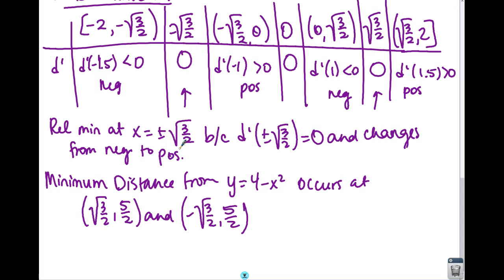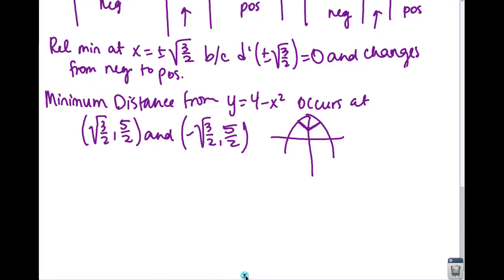And here's the deal. The reason I did that is because 4 minus x squared is an even function. So whatever distance you have on one side, it's going to be the same as the distance on the other side, the negative versus the positive version of the x value. So they both give you the exact same distance. It's just that it occurs in two different places. Okay. So those 2 points will be the same distance away from 2.